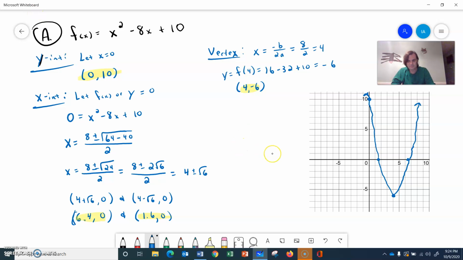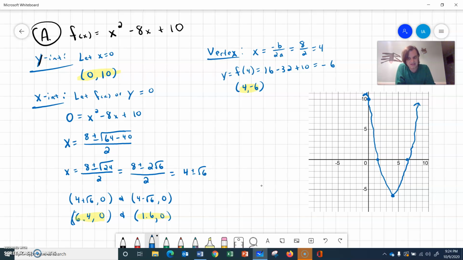Okay. So the big thing to take away from this is even though for the X-intercepts we had to use the quadratic formula to get them, and they still had a root in them, they were real numbers because there was a positive number under the root, so they still had X-intercepts.